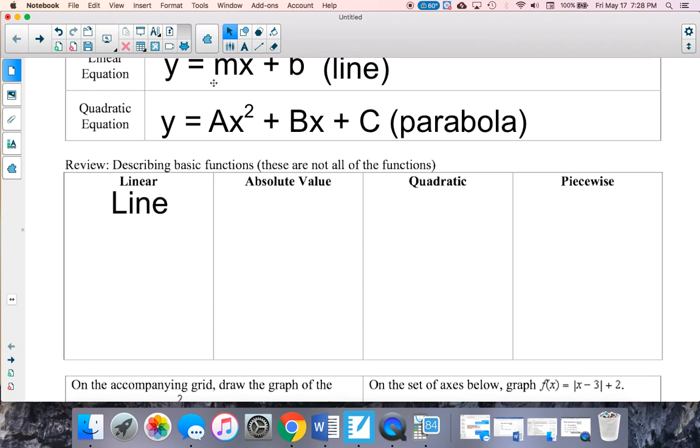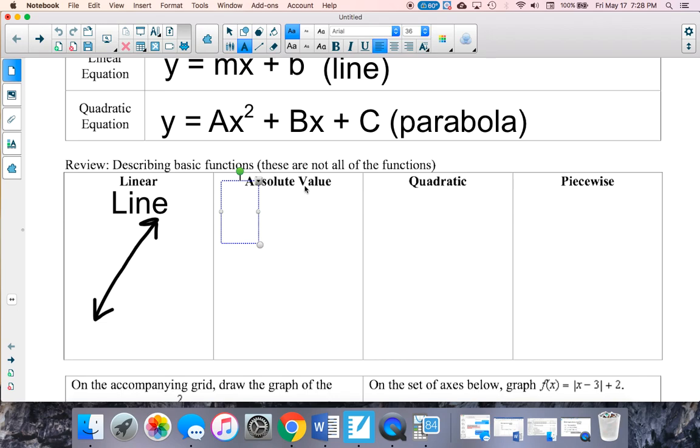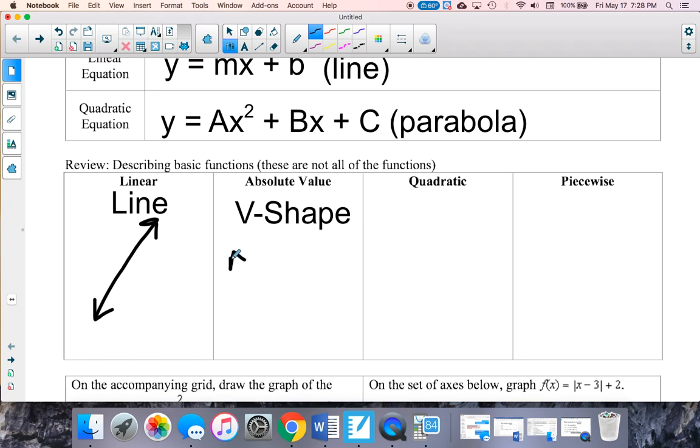A linear function takes the shape of a line, and basically, let's draw what that looks like. Looks like a line, okay? Absolute value function, if you remember, just like the V here in absolute value, we get a V-shaped graph. So a V-shaped graph.